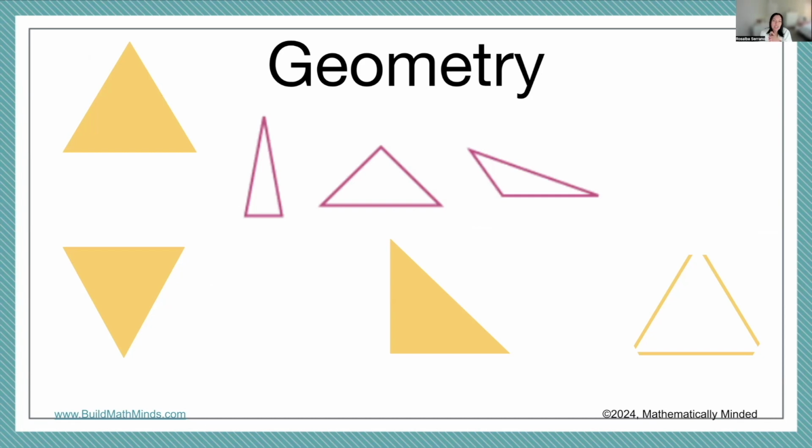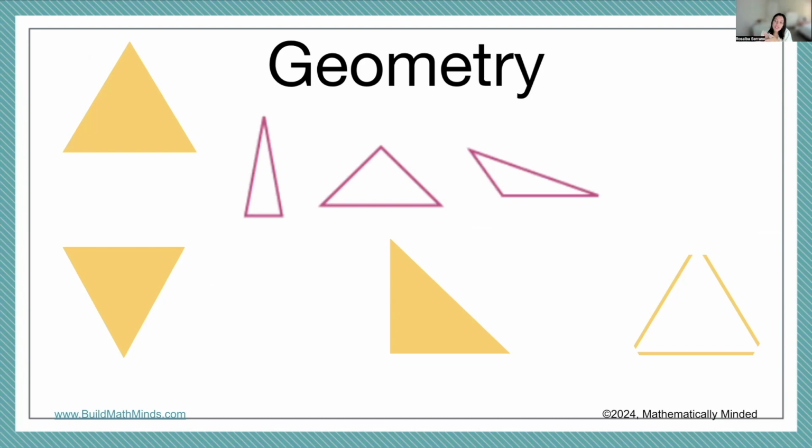This happens because students are not paying attention to the properties of a shape, which is so important in geometry. So what are the properties of a triangle? It's three sides, three corners, or three vertices. Now, another property of a triangle that we often don't talk about is that a triangle is a closed shape.